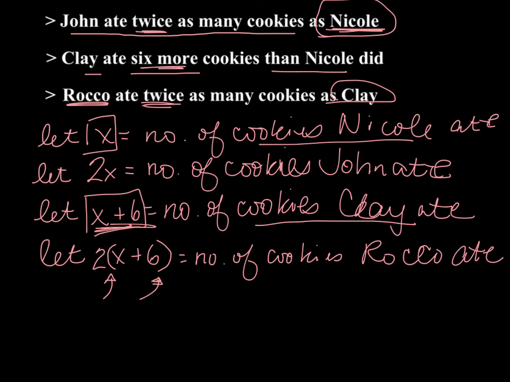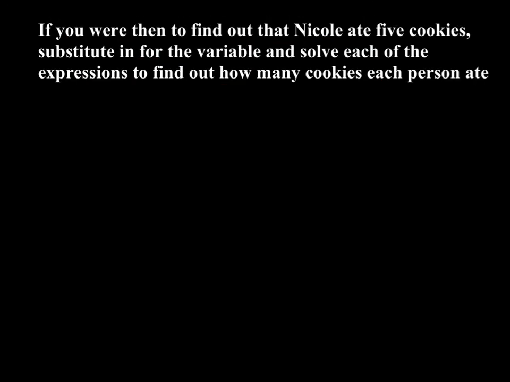So we've written our 4 expressions, one for each of the people that were lucky enough to eat cookies. We've got x, we've got 2x, we've got x plus 6, and then we've got 2 times the quantity of x plus 6. The last thing we find out is that Nicole ate 5 cookies. So just like everyone we've done, we're going to set up a nice organized chart. We're going to list all of the people that we have with their expressions. So remember that Nicole ate x.